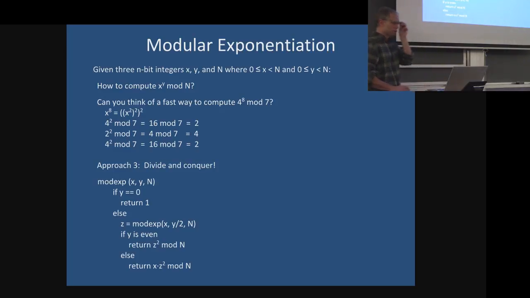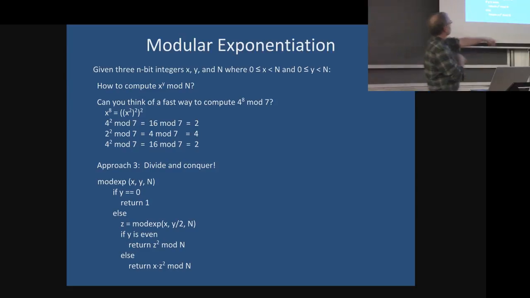So here's a divide and conquer approach. So we got x, y, and n. If y is 0, that's the base case, the answer is 1. Anything to the 0 power is 1. Otherwise, we're going to compute x to the y over 2 mod n. So modular exponentiation, x to the power y over 2 mod n is what it's going to return. Now, the idea is we do that, and then we square z mod n, and that's our answer. Because if you take x to the y over 2, and then square that, you've got x to the y.